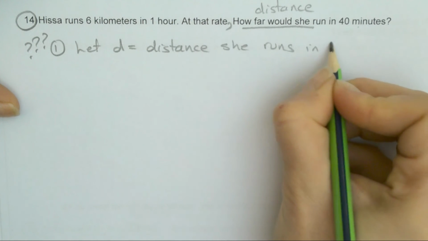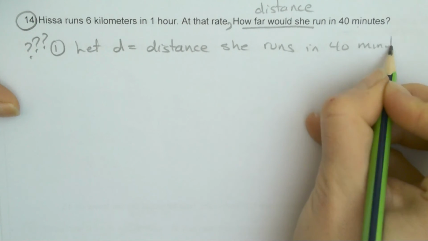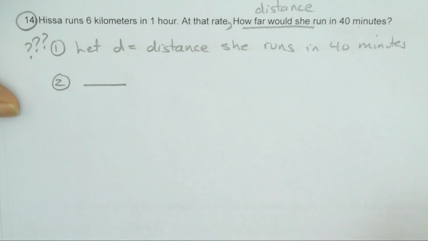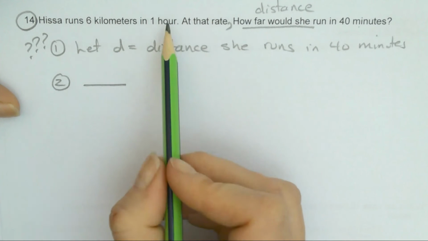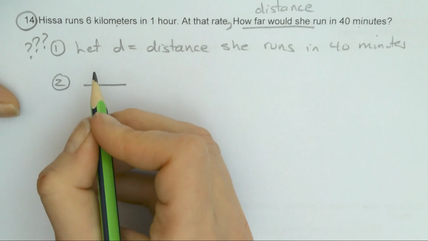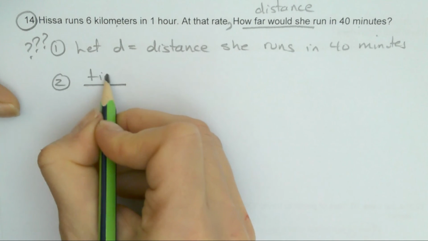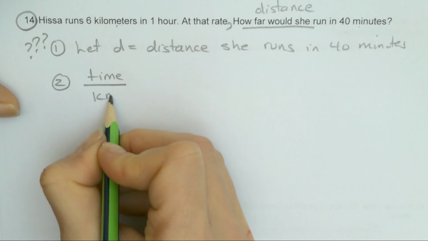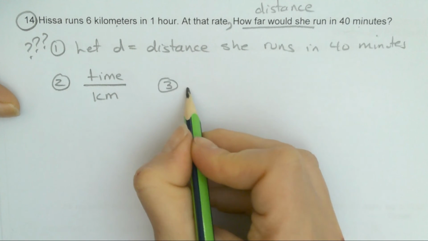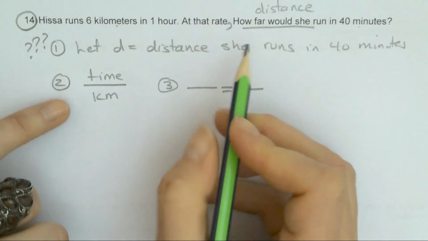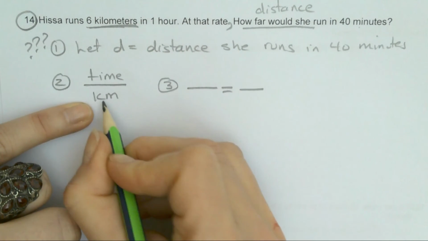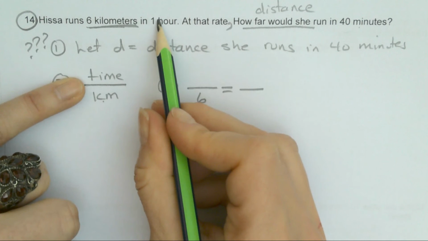in 40 minutes. Okay. Step 2, we have to make a decision. We have time and we have kilometers. So let's do, doesn't matter, let's do time up, kilometers down. Doesn't matter, you just make a decision. Step 3, let's make the proportion. So it's 6 kilometers, kilometers is down, 1 hour.